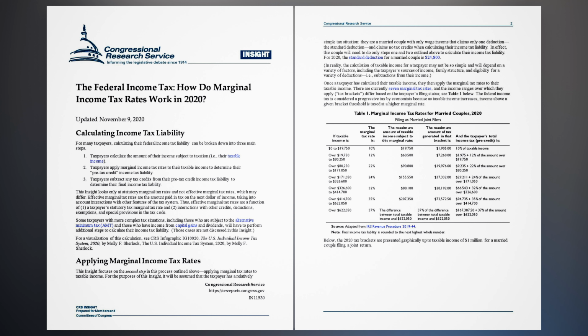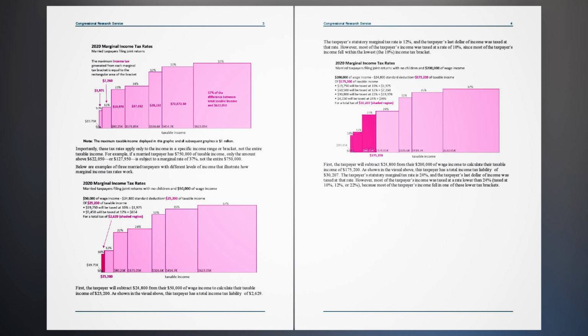Table 1. Marginal income tax rates for married couples, 2020. Filing as married joint filers. Note, final income tax liability is rounded to the next highest whole number. Below, the 2020 tax brackets are presented graphically up to taxable income of $1 million for a married couple filing a joint return. Note, the maximum taxable income displayed in this graphic and all subsequent graphics is $1 million.